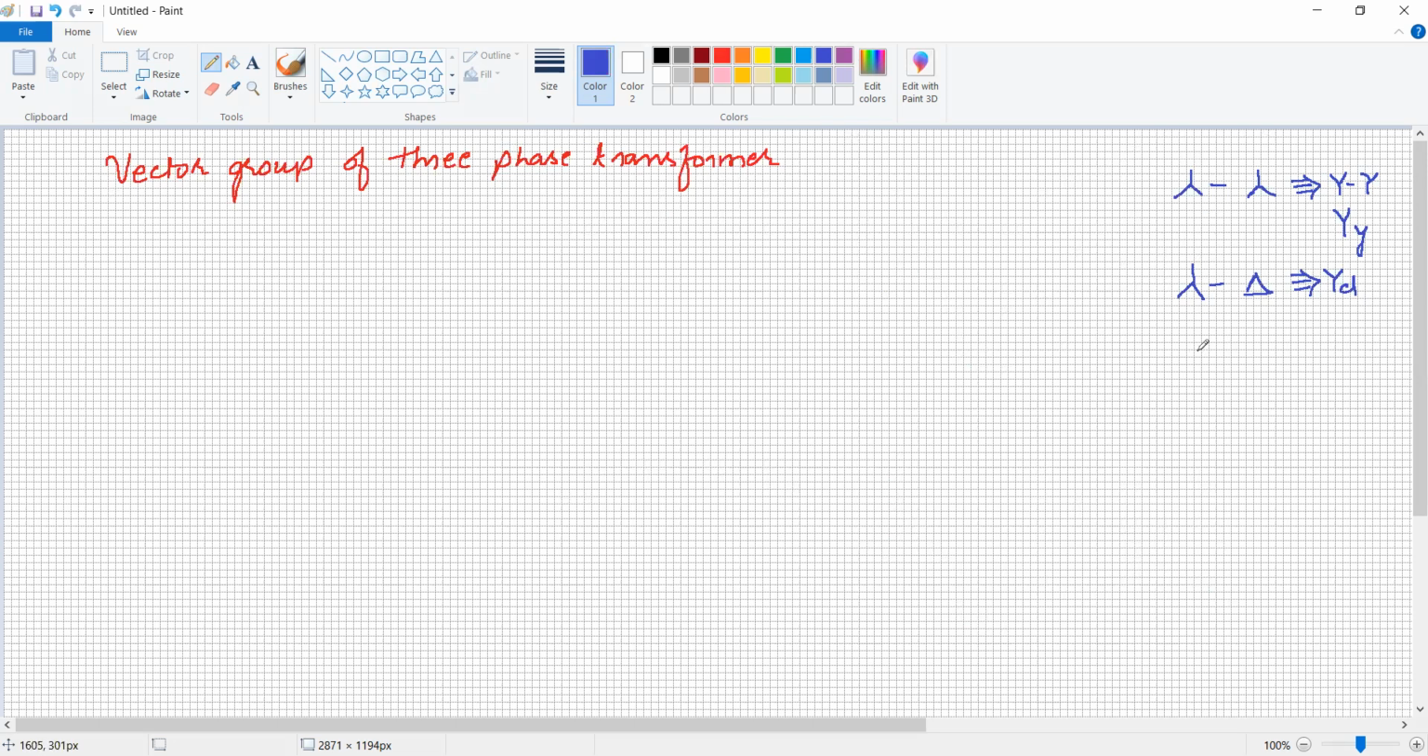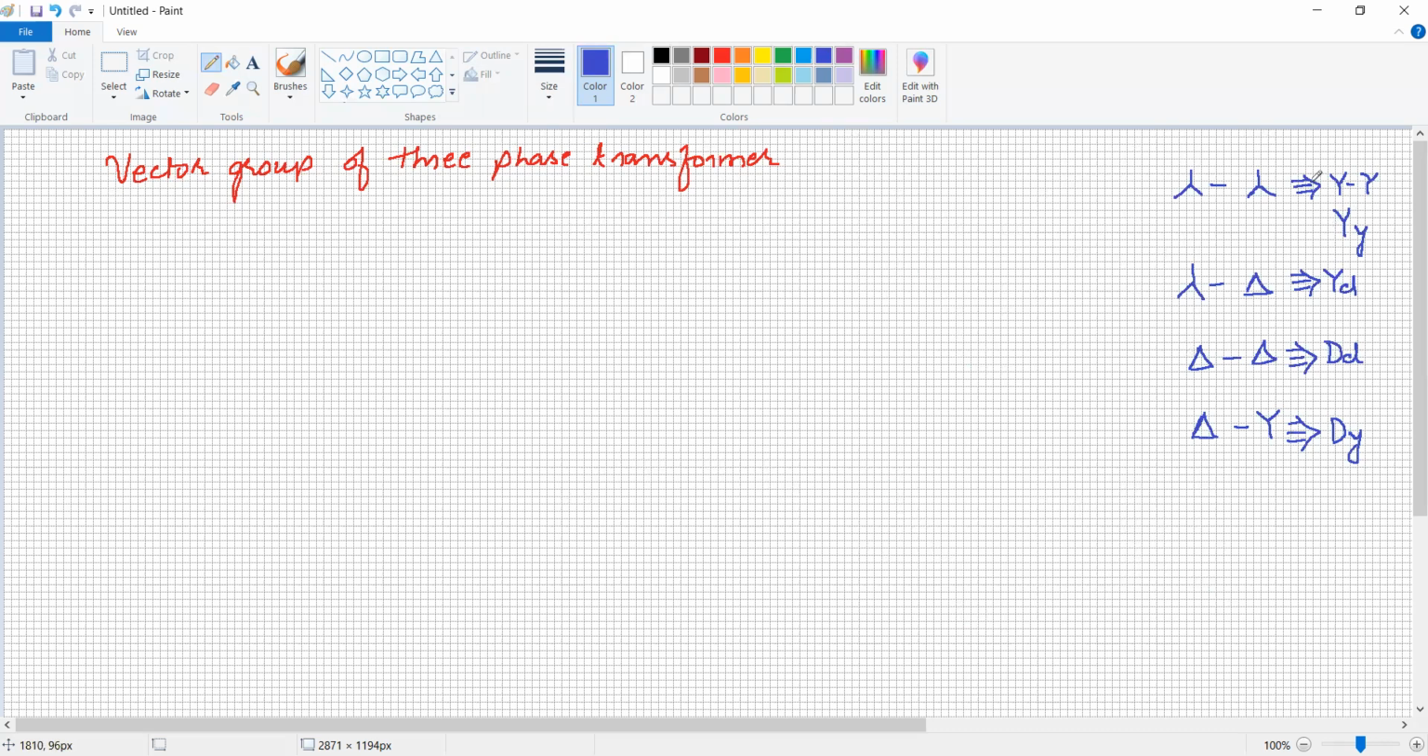Similarly, there is a delta-delta connection. D for delta is a capital letter for the primary winding, and for the secondary side, small d is used, as the secondary winding is also connected in delta. Similarly, delta-star: here D is the delta-connected primary winding, and the secondary winding is star connected. So these are the different connections of primary and secondary windings in a three-phase transformer.